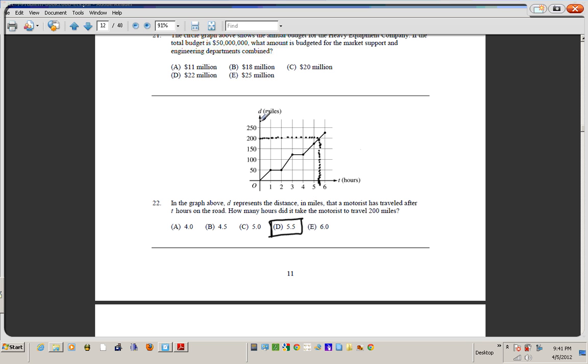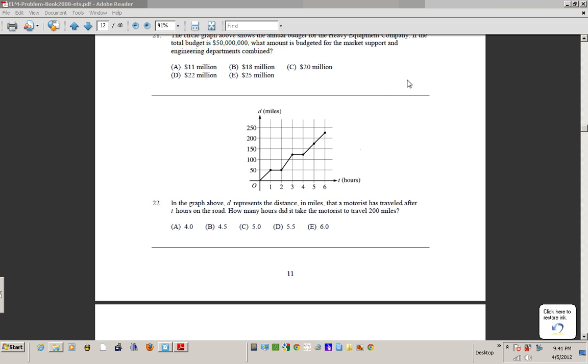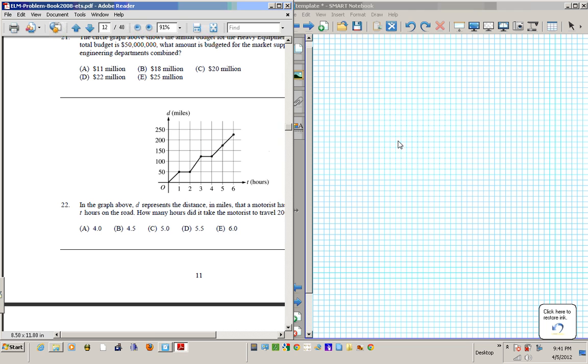Okay, so this is distance and this is hours. If you want to find out how many hours it takes to cover a certain distance, just trace your distance to your graph, and then go from your graph to your t-axis or your x-axis, and that will tell you what time it is. Okay, so for example, 50 miles, it took him 1 hour to cover 50 miles, just like that. All right, so the answer is 5.5. All right, now let's move on to question number 23.